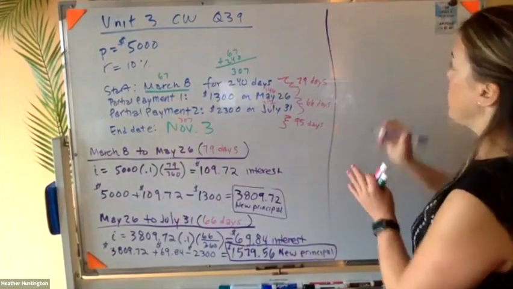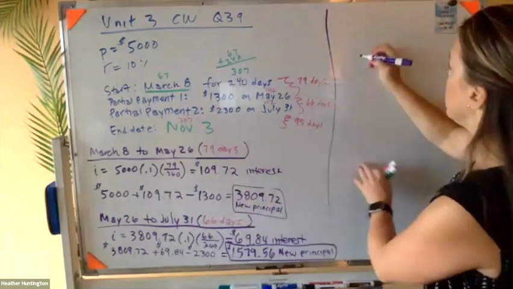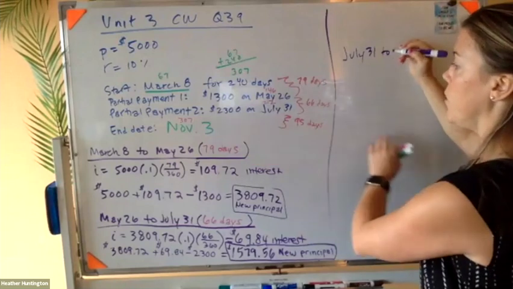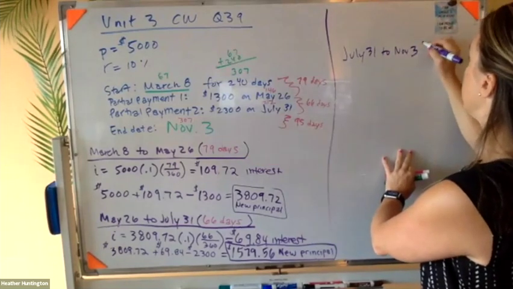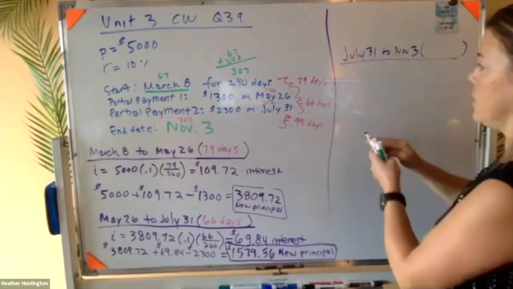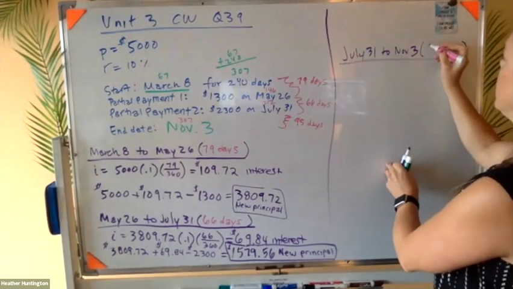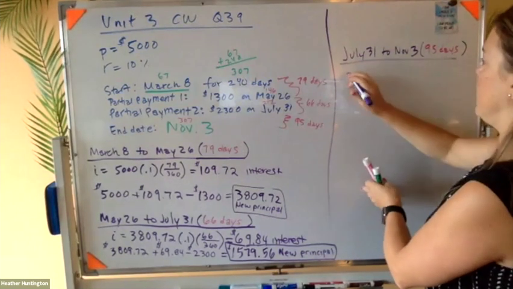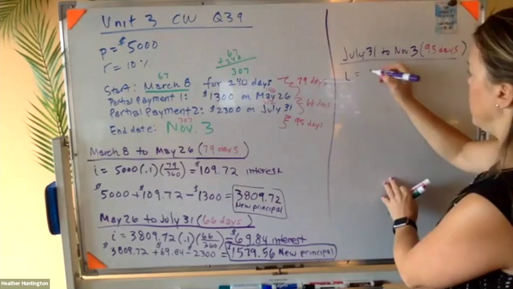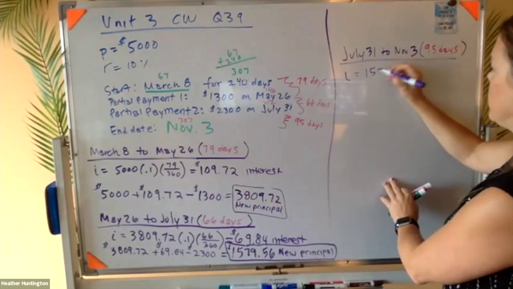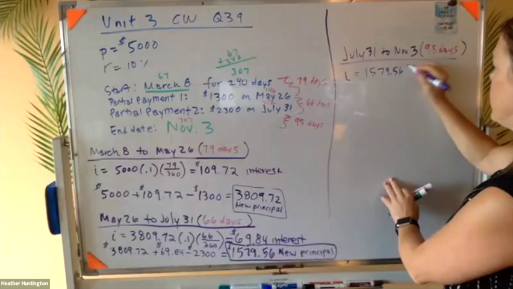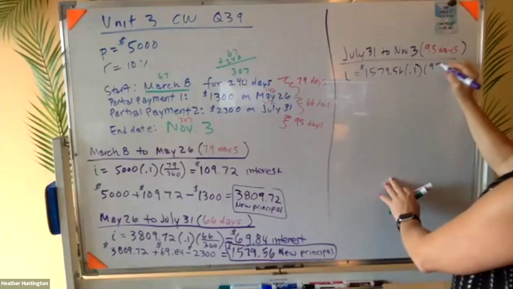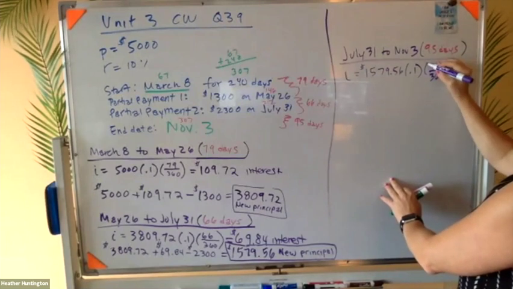Okay, then we have one more period of time left. We have from July 31st to our maturity date, which is the end date. So that's November 3rd. How many days is that? Looks like it's 95 days. So the interest that we have to pay in that time period is going to be $1,579.56, and this is 95 over 360 over here.